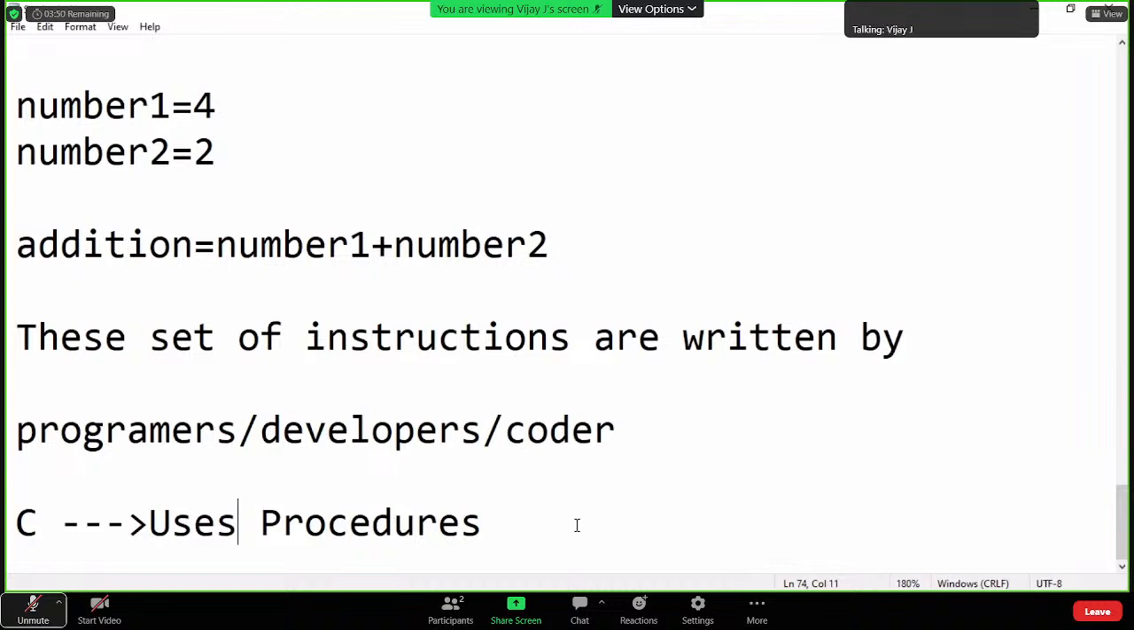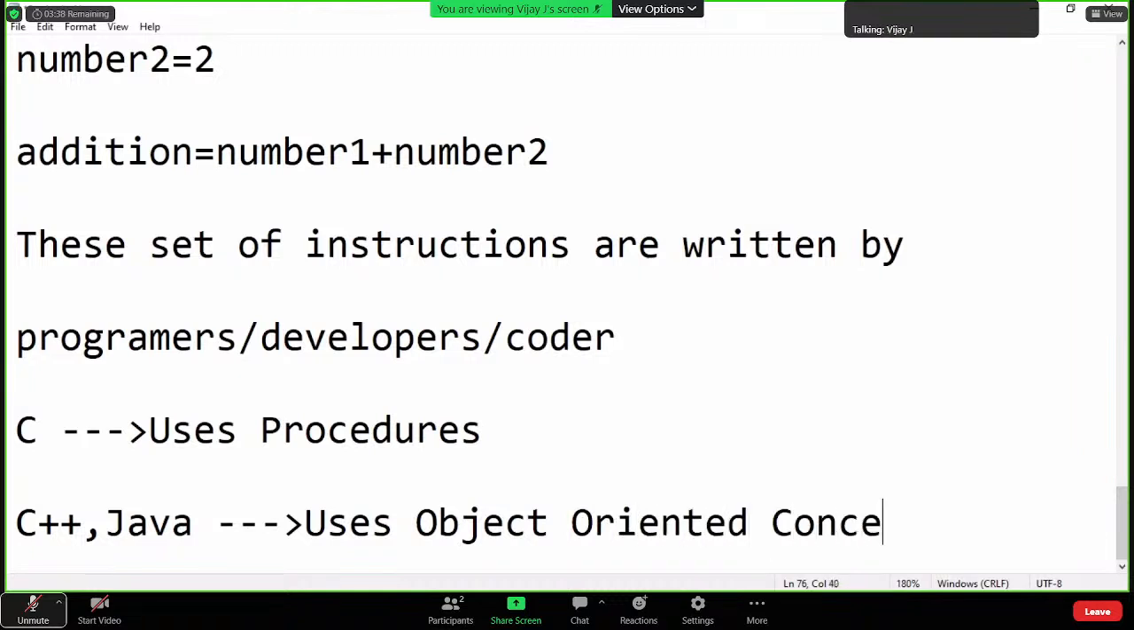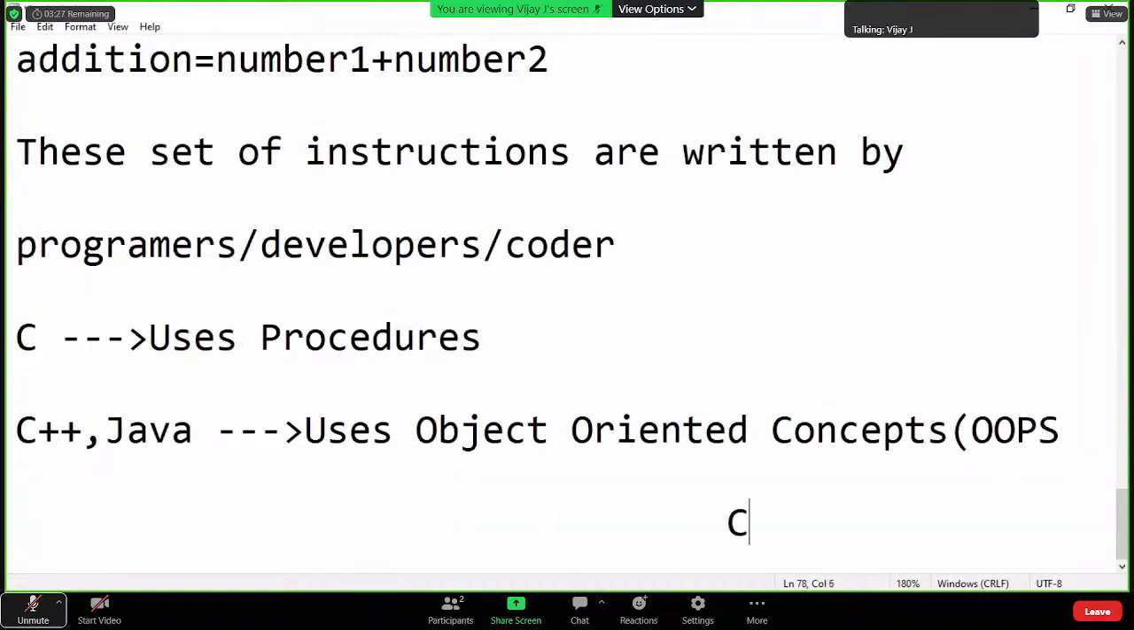But when coming to C++ or Java, it is using some concepts. These are called object oriented concepts. In short, these are called the OOPS concepts. Clear?